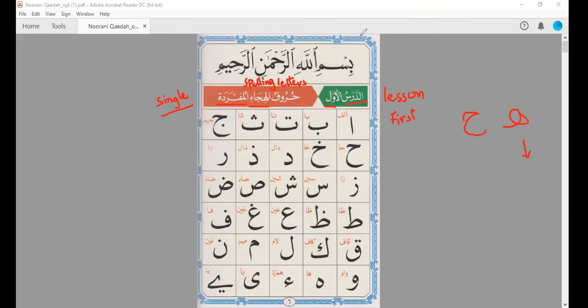I'm going to repeat that first part again. Ad-darsul awwal. Huruful hija'il mufrada. Alif, ba, ta, tha. I'm going to take a pause here. Alif. It's very easy, inshallah. You can easily pronounce this.